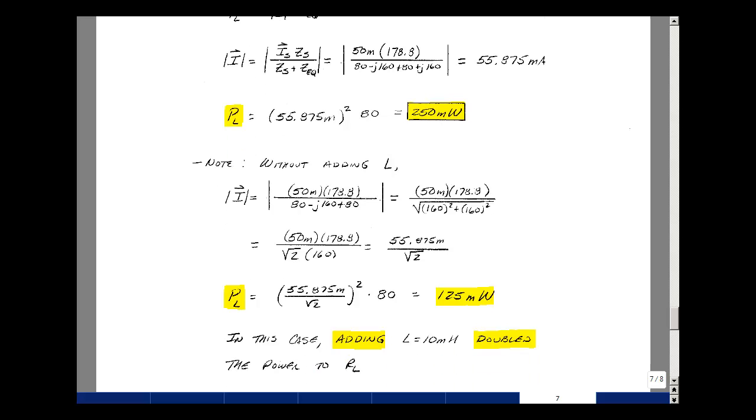This is called designing matching networks in RF circuits, and we'll take a look at more of this in ECE202. This is Supplemental Problem 16.4.